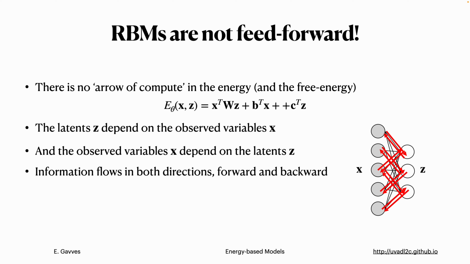The latents z depend on x here, but x also depends on z. There's forward and backward flow of information. This is not cascaded computation, right? The energy is a function for which there is no arrow of time. And that creates a problem, because things are much simpler when you've got forward, feed-forward computations.